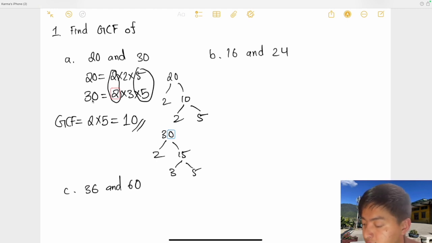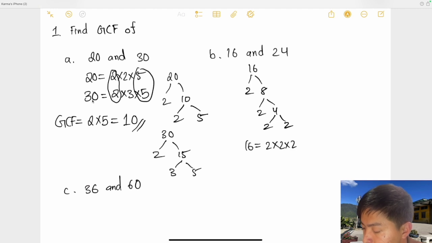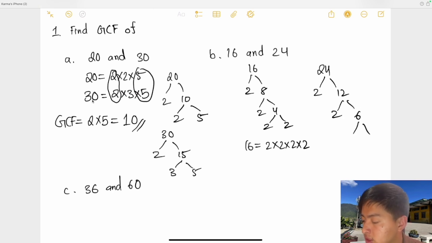For this I will use again the prime factorization method. We know 16 is 2 times 8, 8 is 2 times 4, 4 is 2 times 2. So if you write 16 as prime factors, it is 2 times 2 times 2 times 2. Then 24 is 2 times 12, and 12 is 2 times 6, 6 is 2 times 3. So 24 in terms of prime factors would be 2 times 2 times 2 times 3.